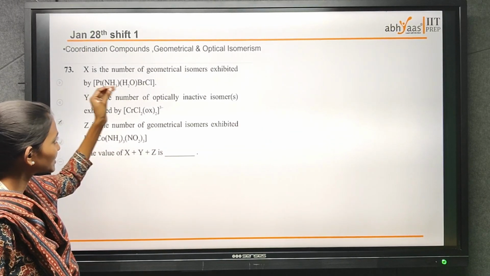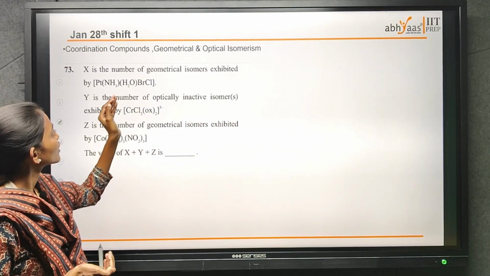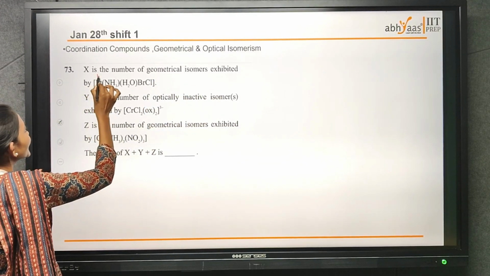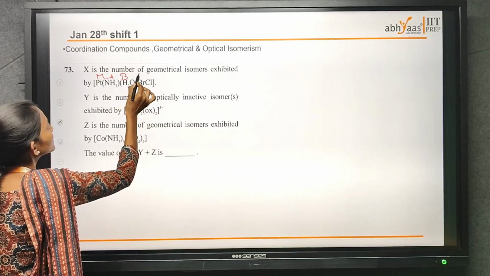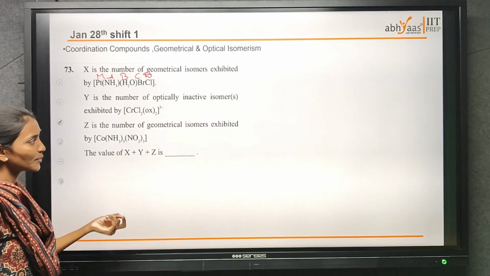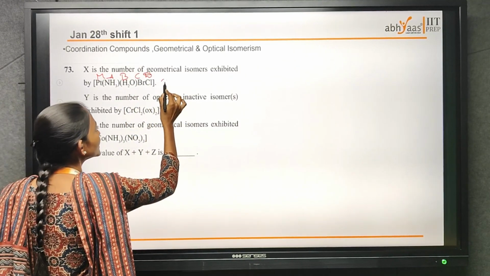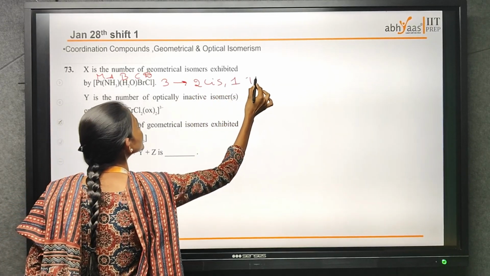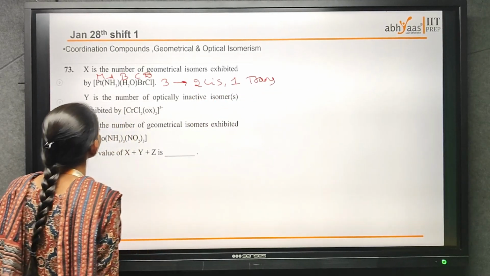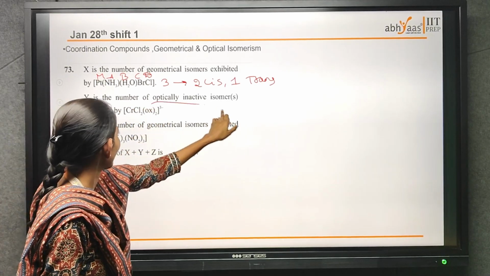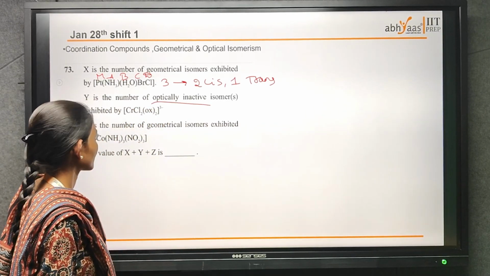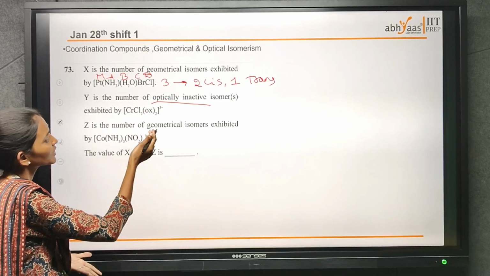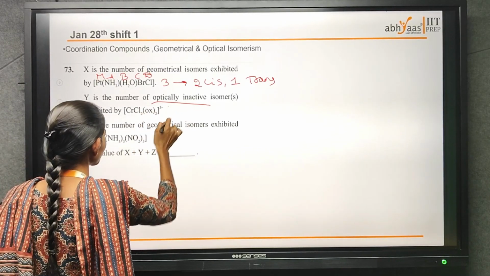This question is from coordination compounds. X is the number of geometrical isomers exhibited by this Ma2b2c2 type complex. That means 3 we are having, which is 2 cis and 1 trans. Y is the number of optically inactive isomers exhibited by this molecule. Cis will exhibit optical activity and trans will exhibit optical inactivity, which is 1.